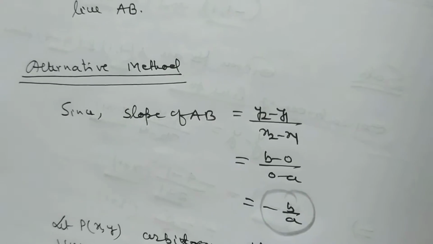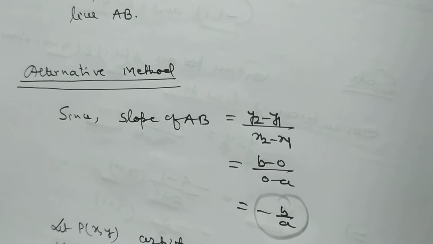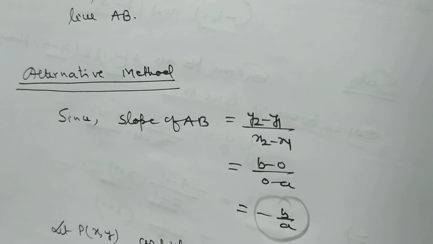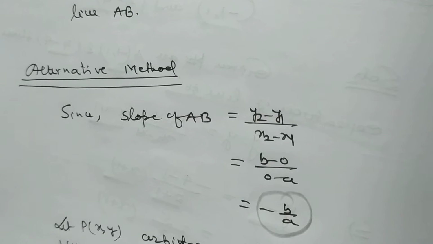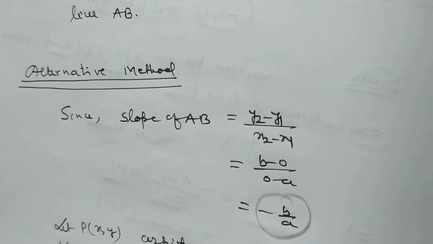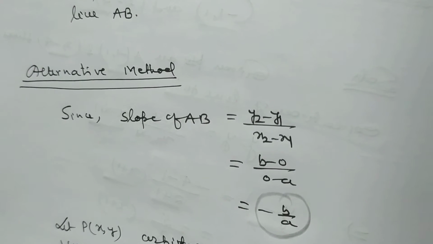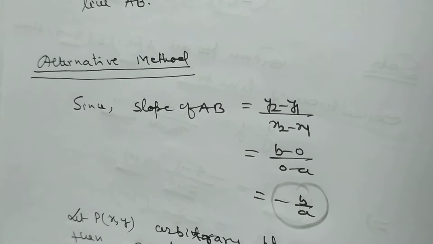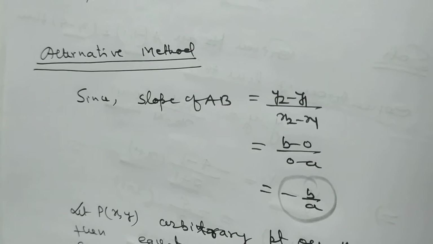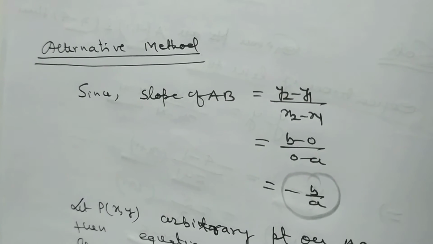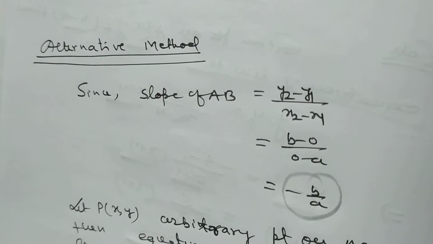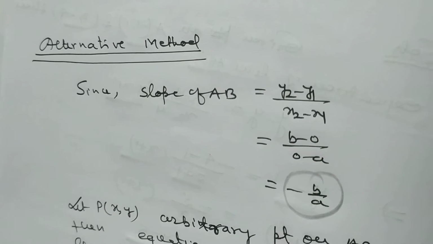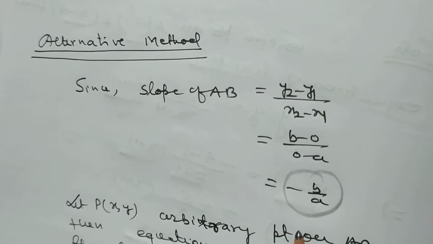My dear students, if you want to determine the equation of a straight line, you should have two things. One is slope, another is a point. So I want to develop this concept, that's why I want to solve this problem by an alternative method.